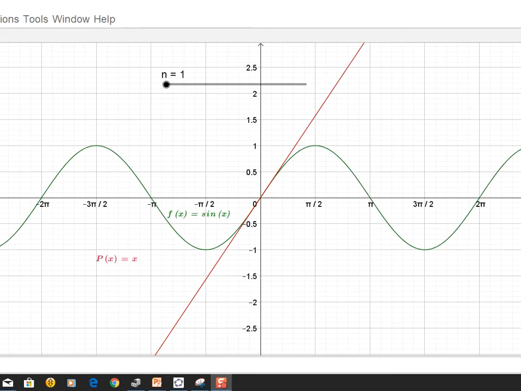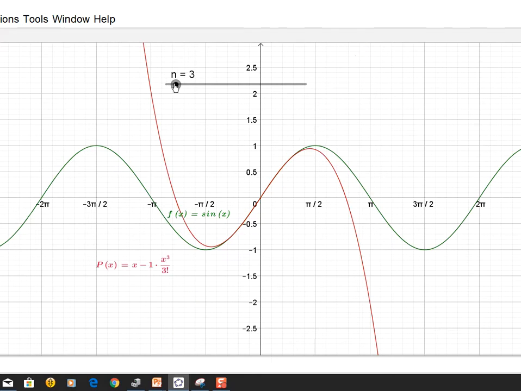This is the GeoGebra file now, and you can see that we've got our polynomial equal to x when we've got power 1. We can increase the power to 2, and you see nothing actually happens. There is no approximation involving x squared for sine x. But if we move up to 3, then you can see there's our second approximation, which has got x cubed in it. So we get x minus x cubed over 3 factorial. And you can already see that it's beginning to look more like the sine curve, at least close to the origin.